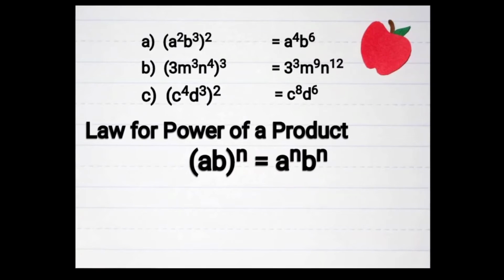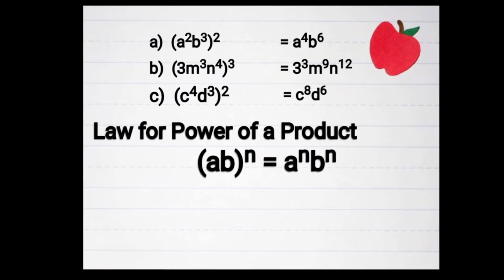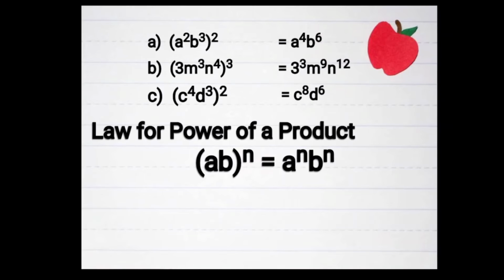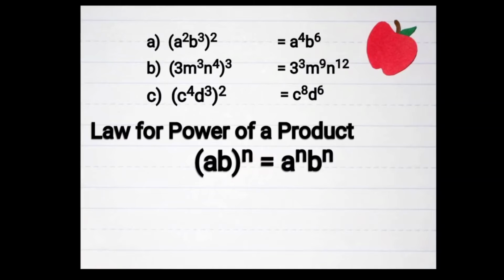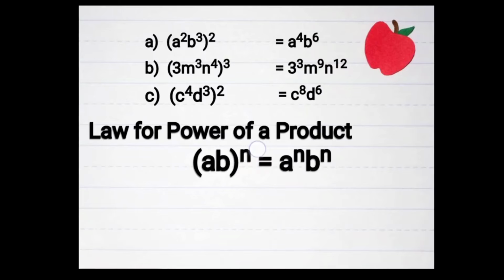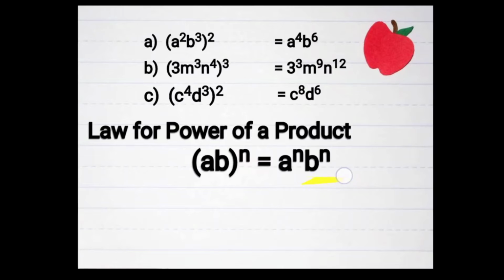So what you are going to do is multiply the exponent outside the parentheses to every exponent inside the parentheses. As you can see, the exponent of a is 1 because there is no visible exponent. And the exponent of b is also 1 because there is no visible exponent. So n times 1 is n. That's why we have a raised to n. Then n times 1 is also n. That's why we have b raised to n.